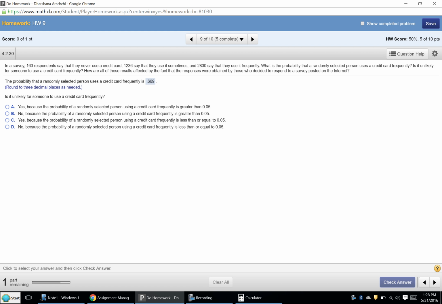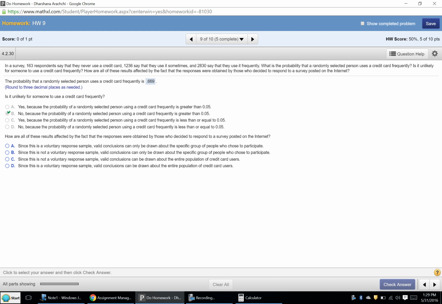This probability is certainly bigger than 0.05, right? Remember, 0.05 is the rare event. Since this probability is bigger than 0.05, certainly this event is not a rare event. In other words, it is not a rare event to find a person who uses a credit card frequently. So is it unlikely for someone to use a credit card? No, it is not. So it has to be B or D. Let's see. No, because the probability to use a credit card frequently is greater than 0.05, so this should be the answer. It works.